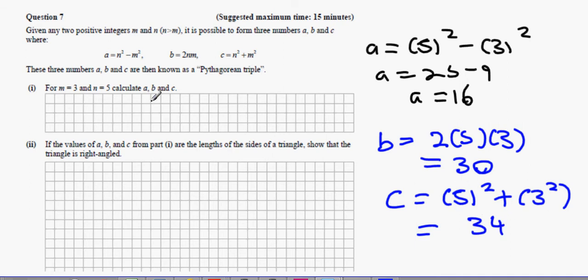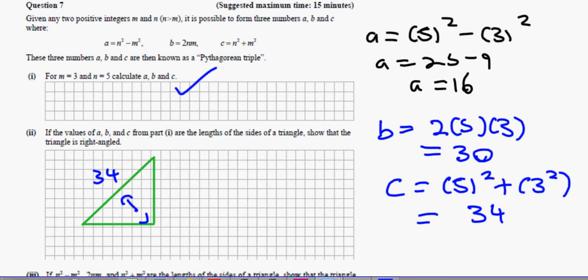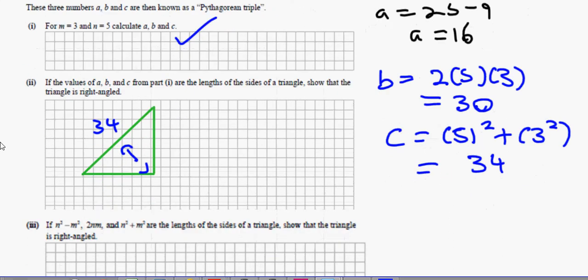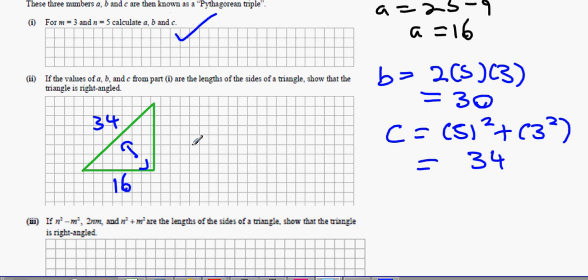Okay, so that's done. Find the value of a, b and c from part 1. If they are the lengths of the sides of a triangle, show that the triangle is right angled. Okay, so if it's a right angled triangle, the side that's opposite the right angle must be the largest side, and the largest side is 34. So 34, and the other two sides are the ones that are not opposite the 90-degree angle. So the smaller side is 16 and the other one is 30.